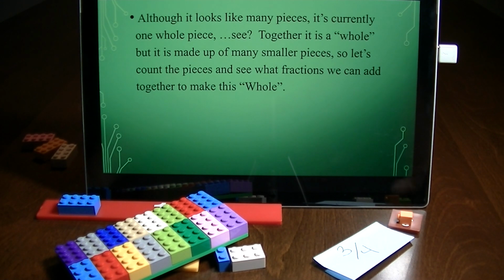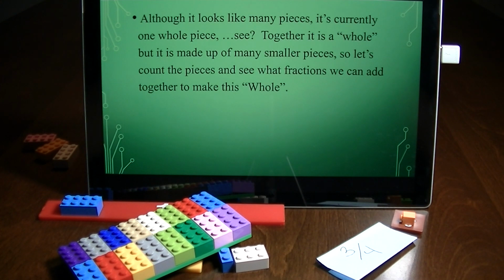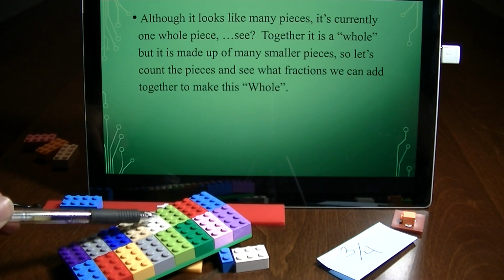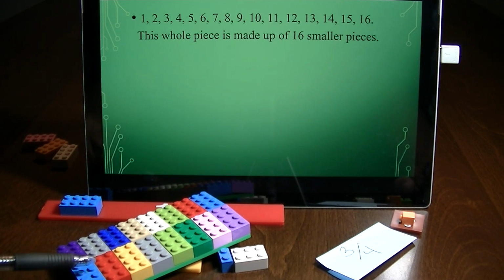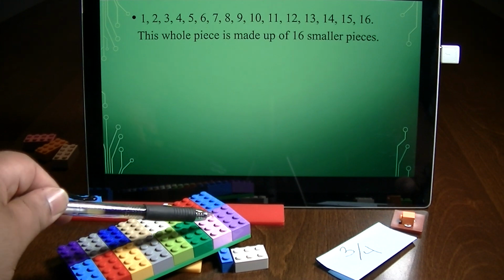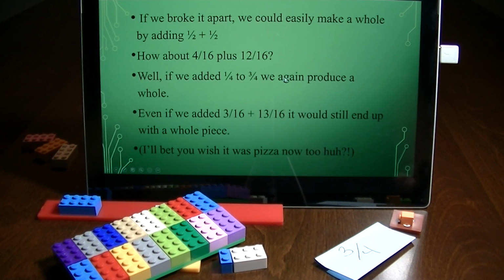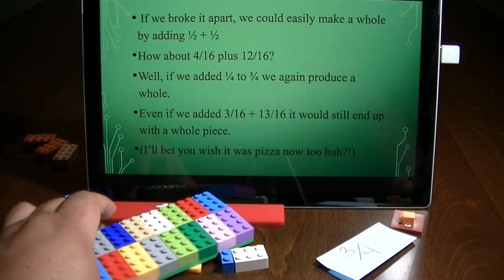So let's count how many pieces of this fraction we have. What makes it a whole? 1, 2, 3, 4, 5, 6, 7, 8, 9, 10, 11, 12, 13, 14, 15, 16. This whole piece is made up of 16 smaller pieces. If we broke it apart, we could easily make it a whole by adding 1/2 plus 1/2.